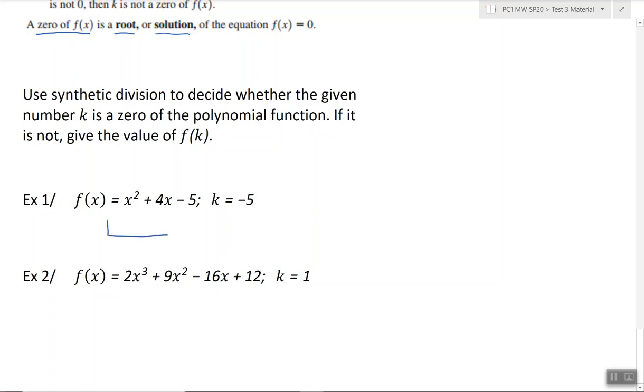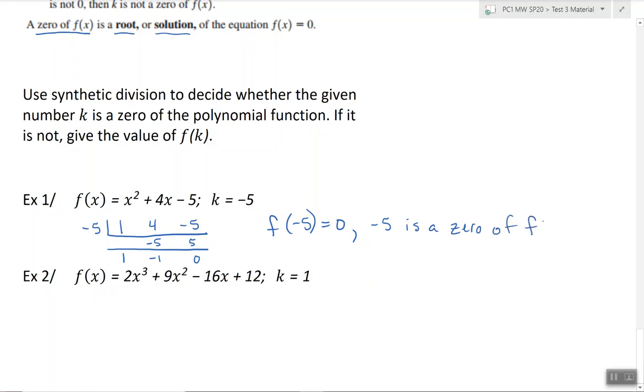So we'll set up our synthetic division. Be careful of missing terms and negatives. K is given as -5. Carry down the 1 and start your process. Multiply up, combine down. Multiply up, combine down. So we are going to say that f of -5 is 0, and further we are going to need to state that -5 is a 0 of f of x.